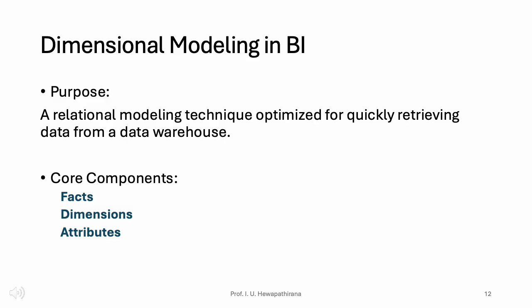Building on our understanding of relational databases, we now turn to dimensional modeling, a specialized relational modeling technique optimized for the rapid retrieval of data from a data warehouse. Dimensional models are structured around three core components: facts, dimensions, and attributes. Each of these components plays a distinct and interconnected role in organizing data for analytical purposes.